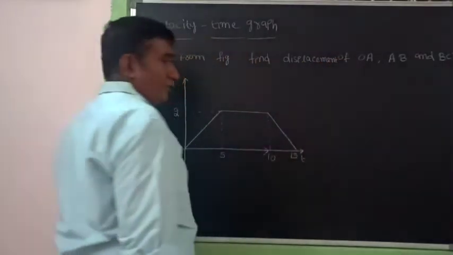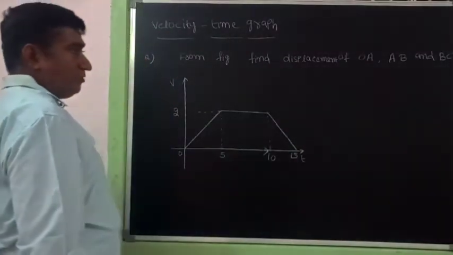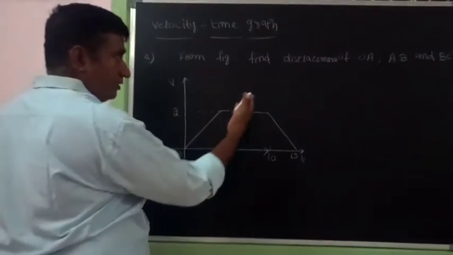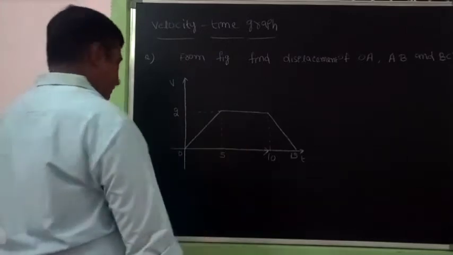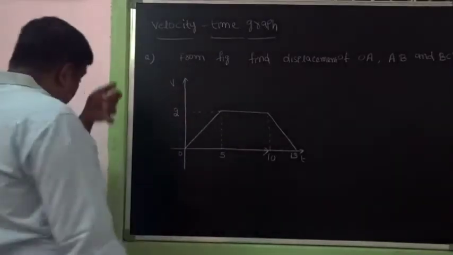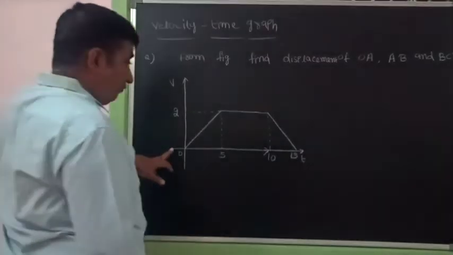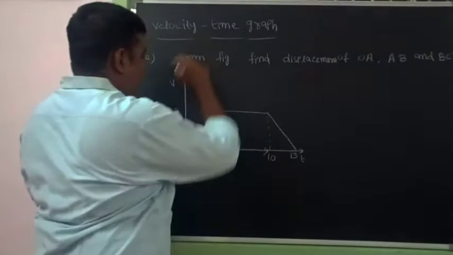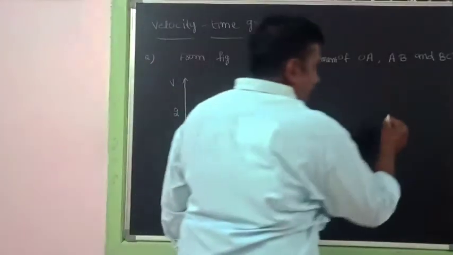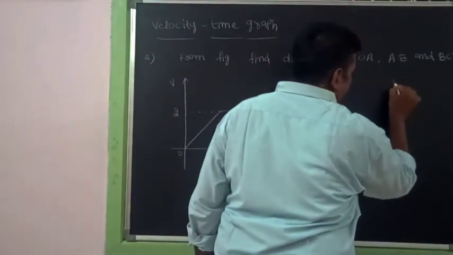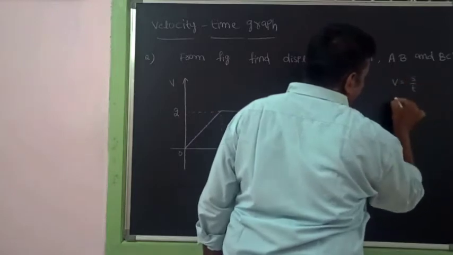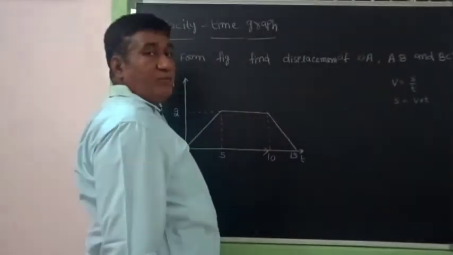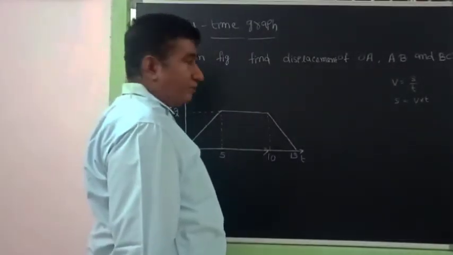Why? Because distance is a scalar quantity and displacement is a vector quantity. If you want, you can find both also. First I will find displacement, then you can find the distance. So these are the values which they have given. In the velocity-time graph we discussed, velocity v is equal to distance by time and s is equal to v into t. Displacement is nothing but the area under the velocity-time graph.